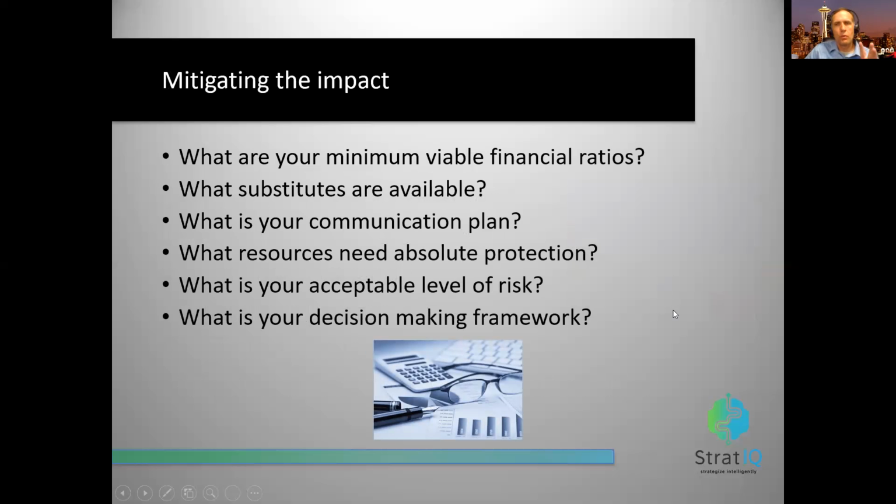So, one of the things that's important about any kind of risk or crisis is to think about ways to mitigate the impact of the crisis. So you think about your finances. One of the key resources that any business has is access to capital and being able to sustain access to capital, keeping liquidity. But think about your ratios.